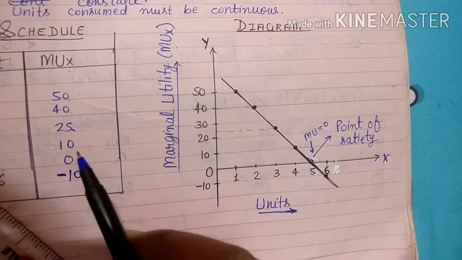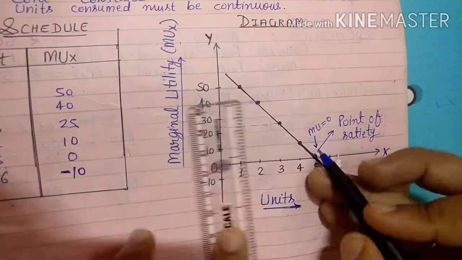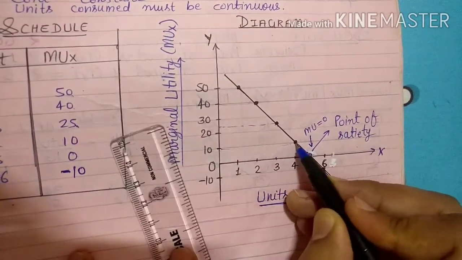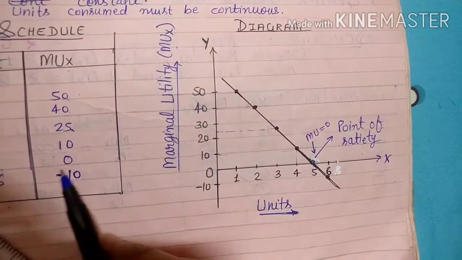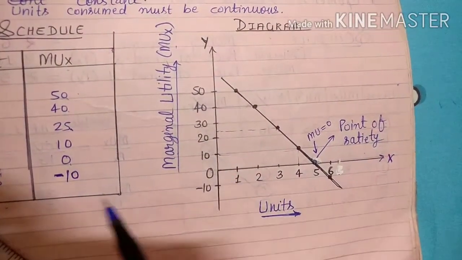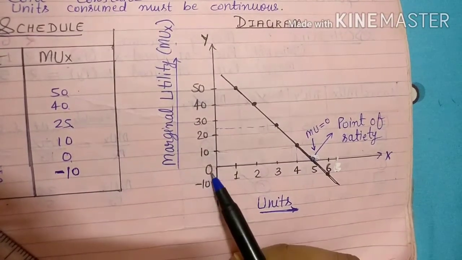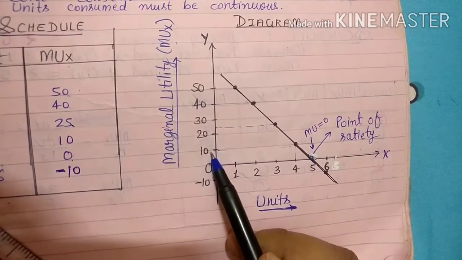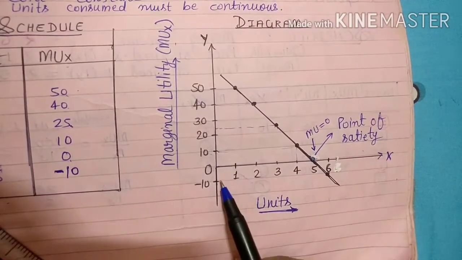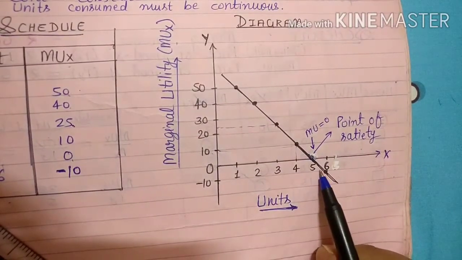Okay. Then from the fourth unit I am getting 10 utils, as you can see here. From the fifth I am getting 0. And at the sixth I am getting -10. So if I go downside, after 0 it becomes -10, because upside it is +10. So -10 is the satisfaction we are getting at the sixth unit.